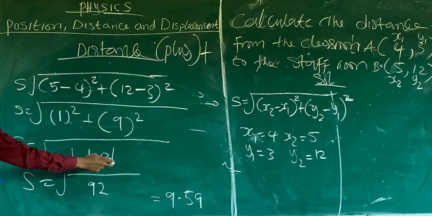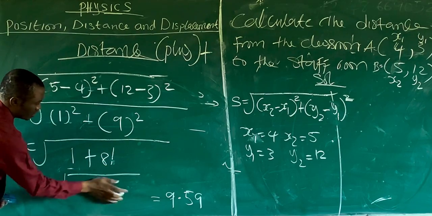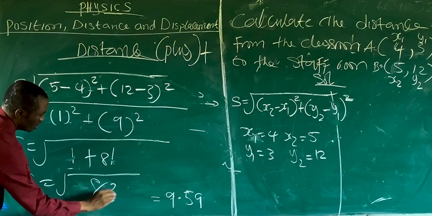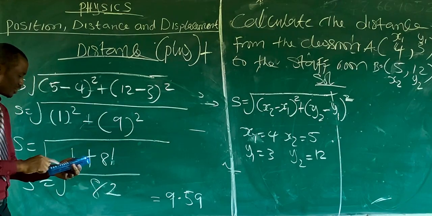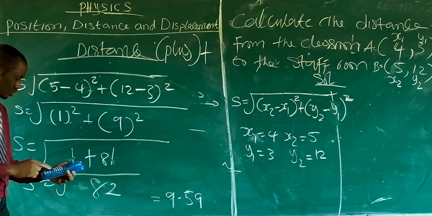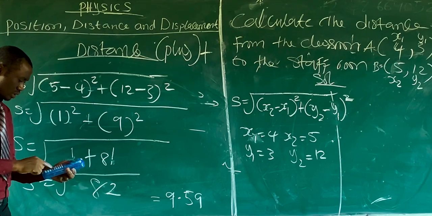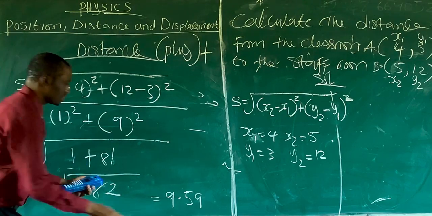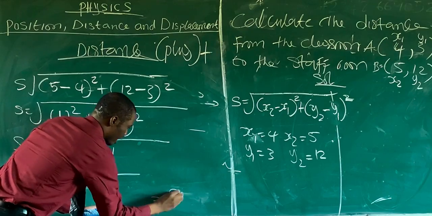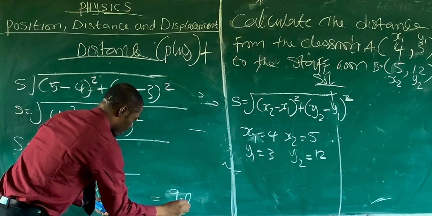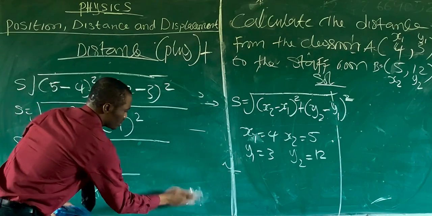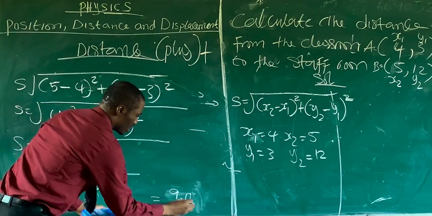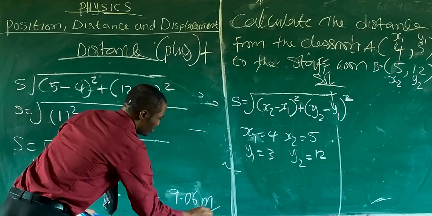No, I'm sorry. This is 82, not 92. I'm sorry for that mistake. It's 82, not 92. So the square root of 82 is 9.05. Okay, now let's make it to 2 decimal places, 9.06. Let's call it meters.